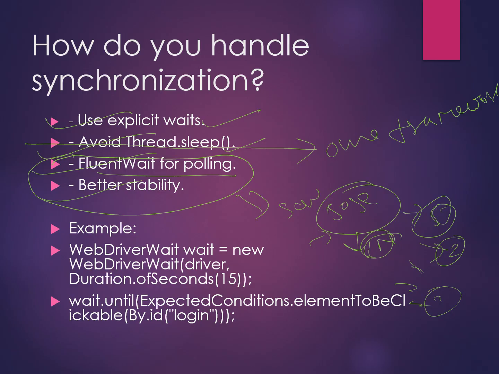So WebDriverWait, new WebDriverWait. This is for implicit wait. This is explicit wait: ExpectedConditions element to be clickable. This is explicit wait because we are using it for a specific condition.